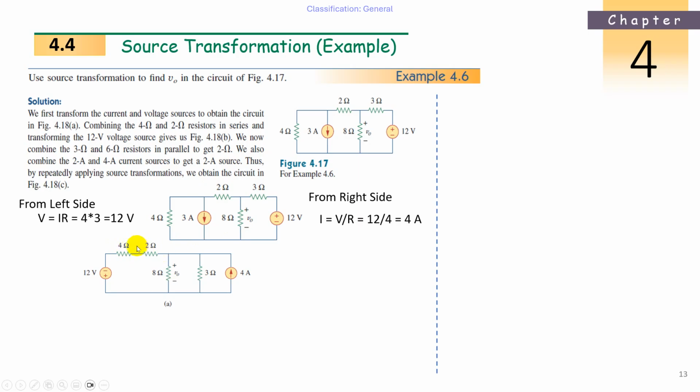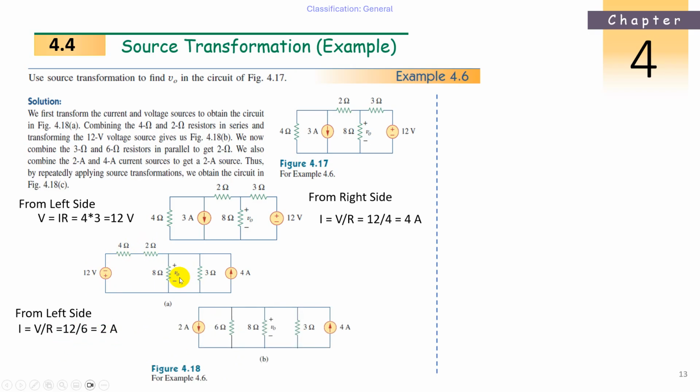Now when this 6 ohms and 12 volts are in series, this voltage source can be transformed to current again. 12 and 6. So what is the current source? 12 divided by 6, 2 amperes. So a 2 amperes current source will come, and 6 ohms will be in parallel. Okay, that's also possible there. From the left hand side, the voltage source is 12 volts and the total resistance is 6, so the current will be 2 amperes.